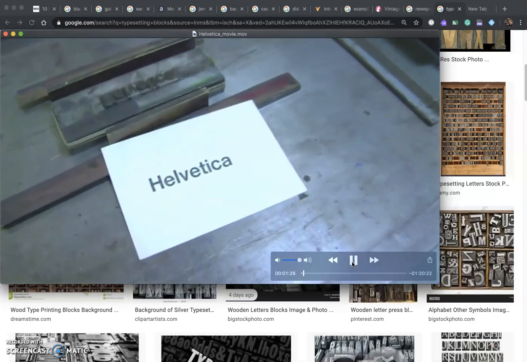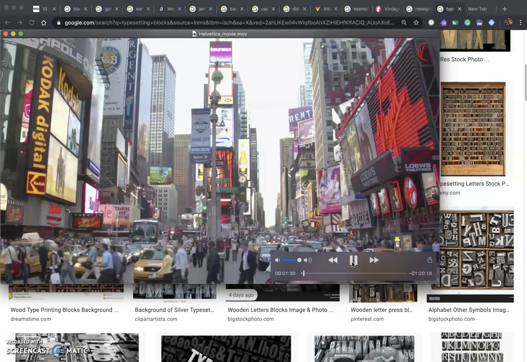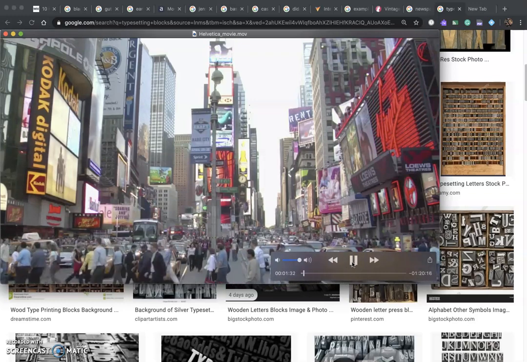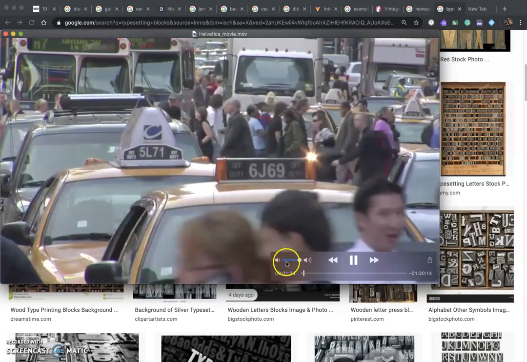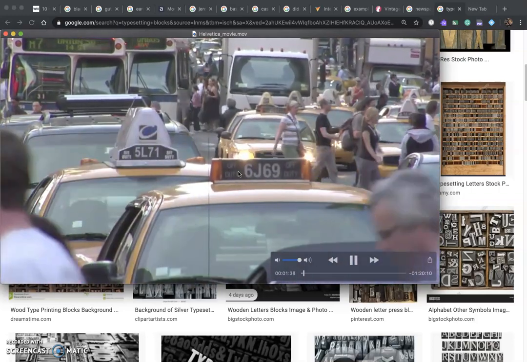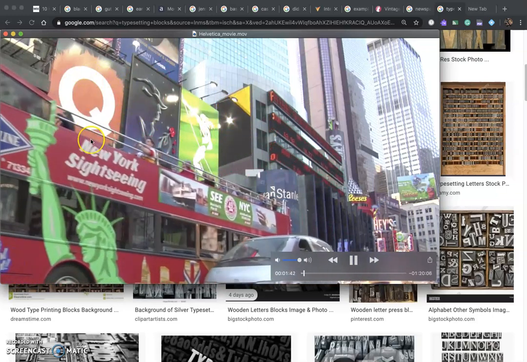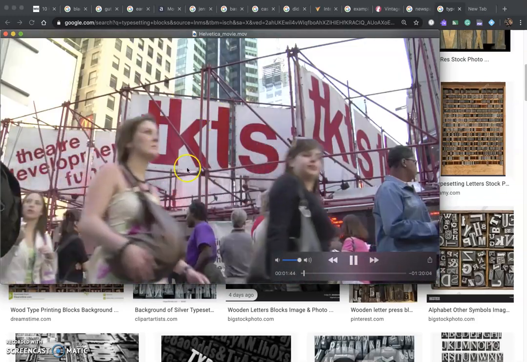There you have it. If you can't pick them out, I'll help you with some of the fonts. So this is Helvetica. This is about Helvetica, so they're showing you a bunch of the Helvetica font. Okay, Q, that's Helvetica. That's Helvetica.